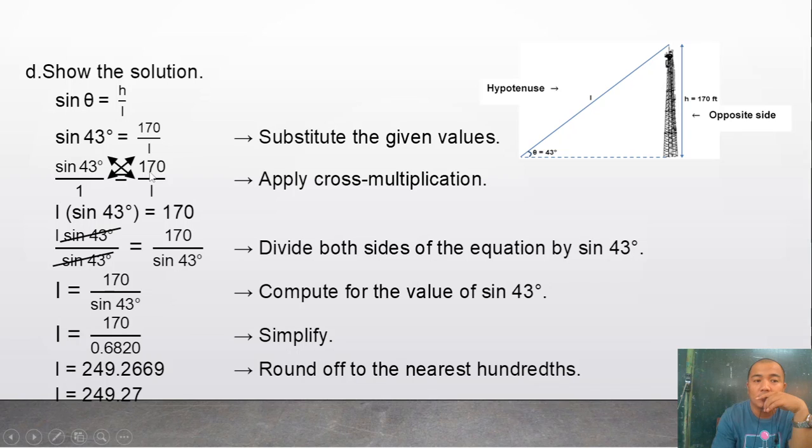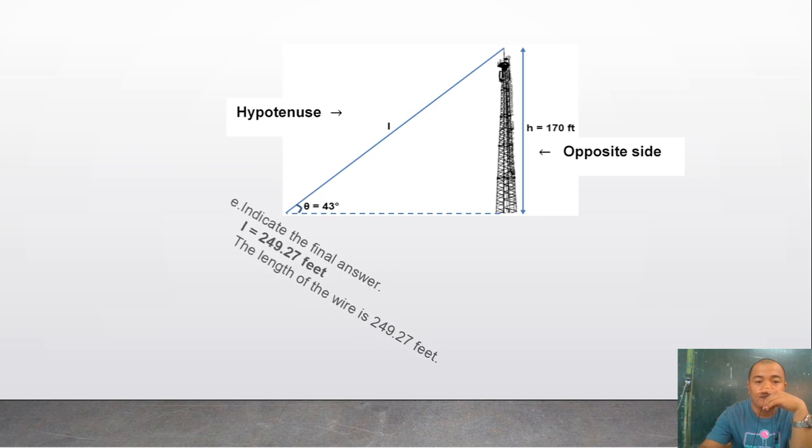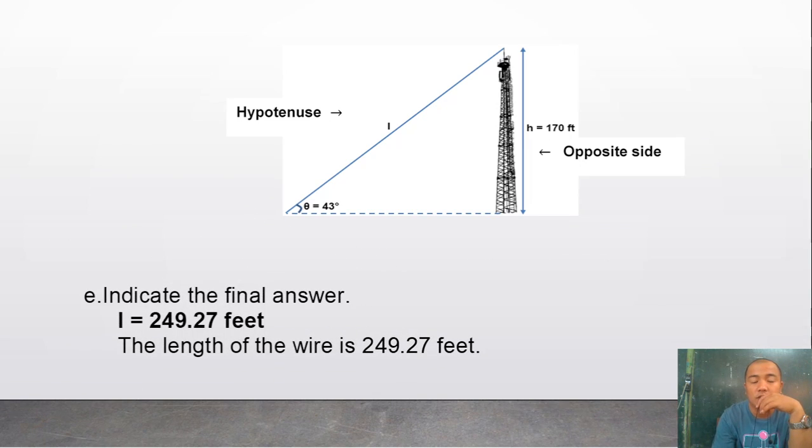Cross multiply, 170 times 1 is 170, L times sine 43 degrees, divide both sides by sine 43, cancel. So L is equal to 170 divided by sine 43 degrees. The answer is 249.2669. Did you get the same answer using your calculator? So final answer, 249.27 feet. Okay, indicate the final answer. 249.27 feet is the length of the wire.